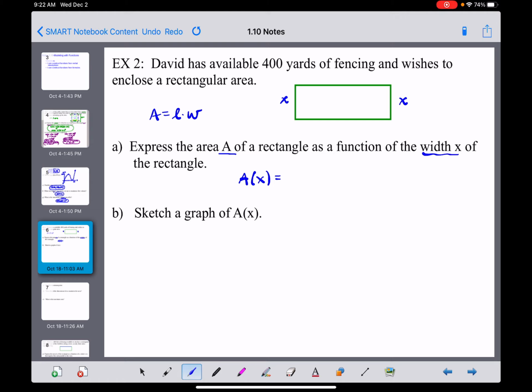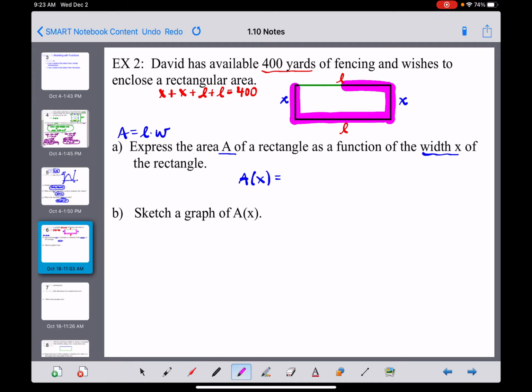Okay, so the way that we can do that to figure out the length is, remember, I'm just going to put L's for now. So I know to figure out the length, I have 400 total yards of fencing. Well, that's my perimeter. That's all the way around. So I know that I have an x plus another x plus an L plus another L, and that's got to equal 400 because I'm just adding up my 4 sides. So I'm literally going x plus L plus x plus L. That's kind of the idea, okay?